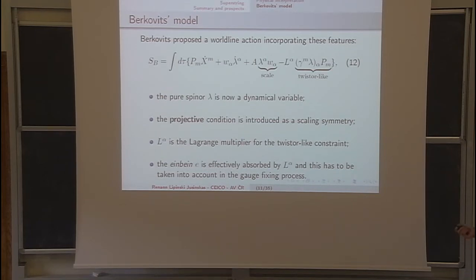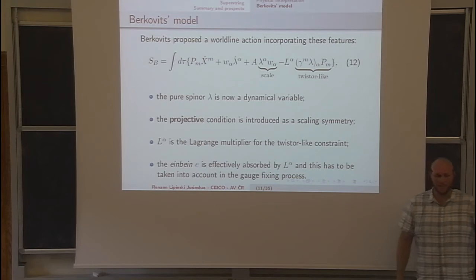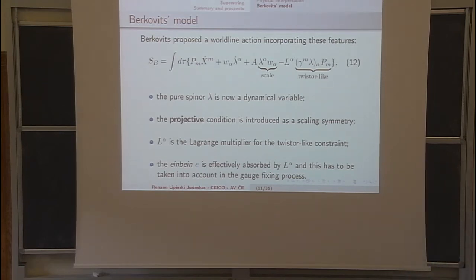And as I mentioned here, the einbein effect is absorbed by this L alpha. Right? And this is important because you have to take this into account when you're gauge fixing the theory. Because, of course, e, the einbein, has the interpretation of the worldline metric. So you cannot fix, for example, L alpha to zero. Right? If you fix it to zero, it's like fixing e equals zero, and it's like a singular gauge choice. Basically, you don't fix all your gauge degrees of freedom by this choice.